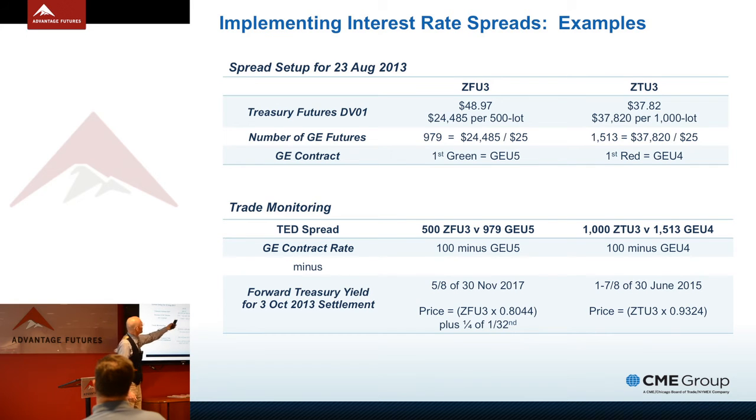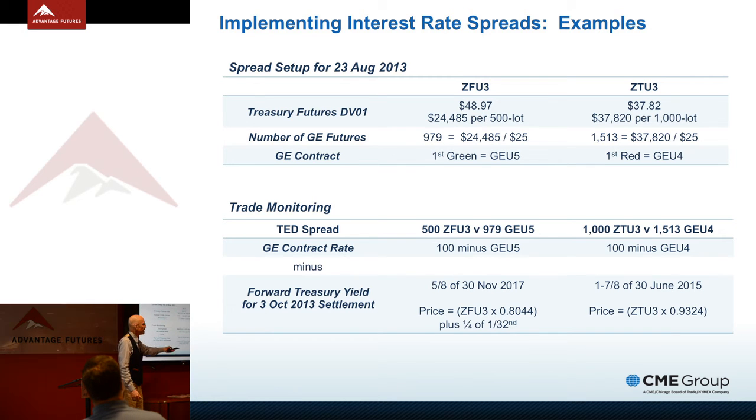So here we are. That's the trade setup. 23 of Aug. Here's how you would monitor it. You've got your euro-dollar contract rate. You've got your forward starting treasury yield. And you've got it set up in a way that you can just plug the futures price in and compute the price, or compute the yield based on that clean price throughout the day.